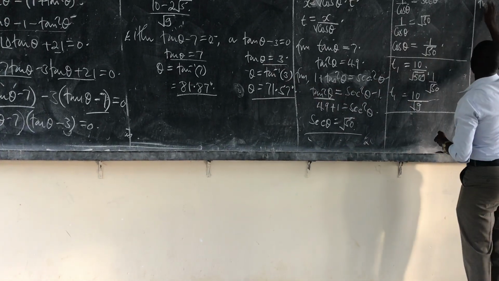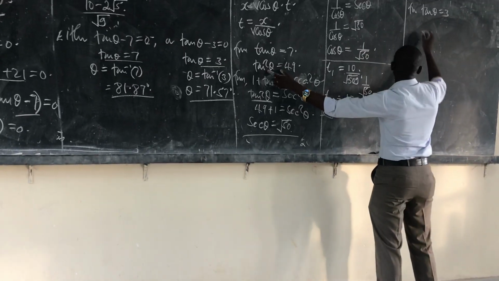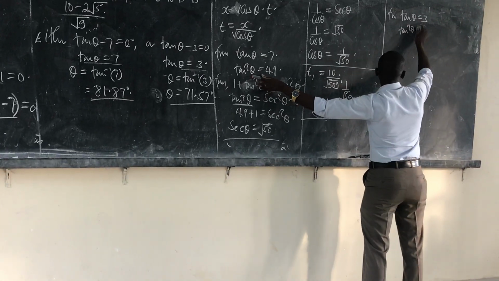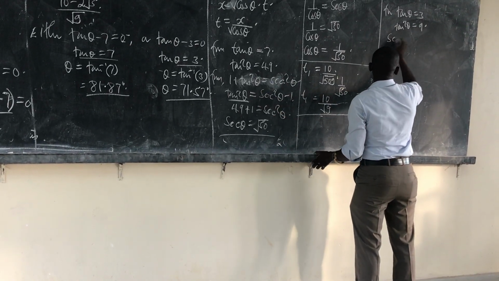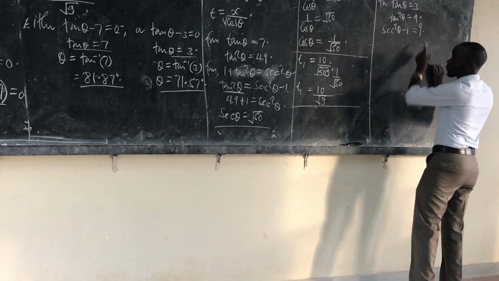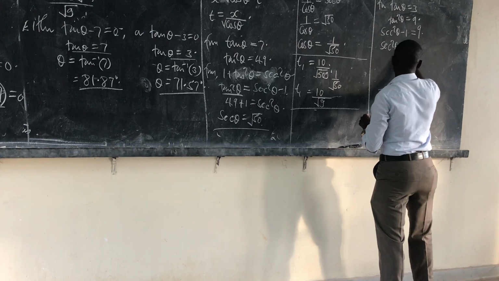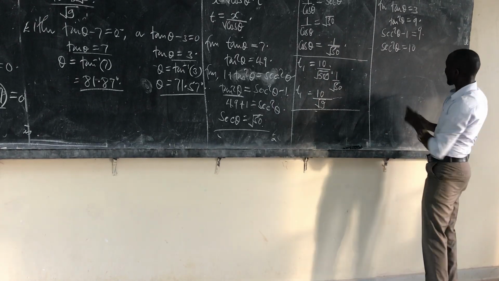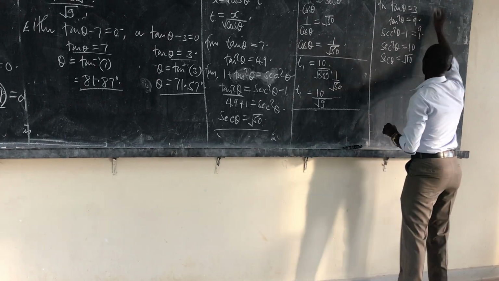So for tan theta equals 3, do the same trick. We shall have tan squared theta as 9. Then we shall have sec squared theta minus 1 giving us 9. So this one will cause and become positive. So we shall have sec squared theta giving us 10, implying that sec theta will be root of 10.